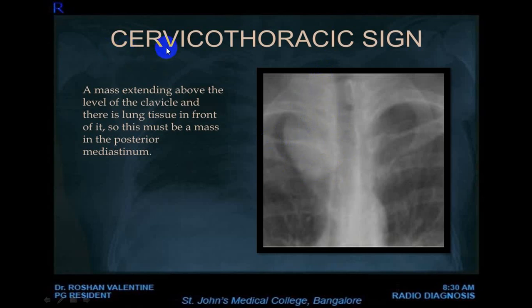That is why we call it cervico, and it is also in the thoracic region, cervicothoracic sign, and such a thing is usually a thyroid gland. So, this is either a thyroid gland extending from the neck right into the retrosternal region.